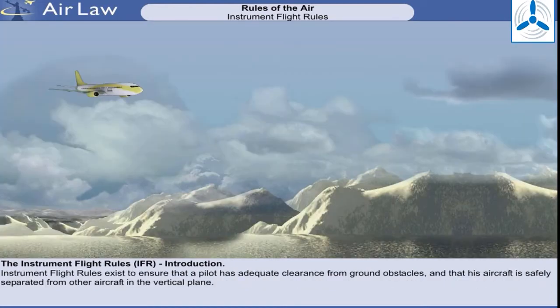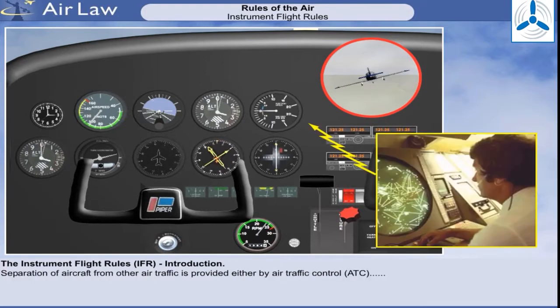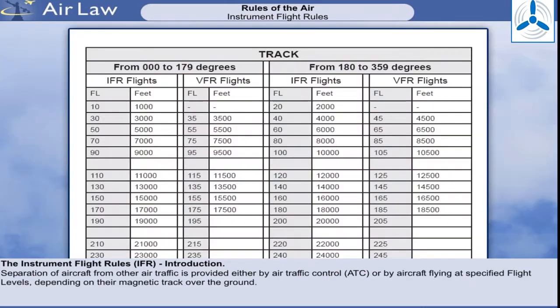So, in general terms, instrument flight rules exist to ensure that a pilot has adequate clearance from ground obstacles and that his aircraft is safely separated from other aircraft in the vertical plane. For flight in accordance with the instrument flight rules, navigation and obstacle clearance must be able to be maintained by sole reference to the aircraft's instruments. And under the instrument flight rules, separation of aircraft from other air traffic is provided either by pilots receiving an air traffic control service or by aircraft flying at specified flight levels depending on their magnetic track over the ground.